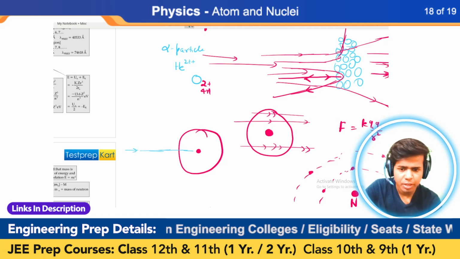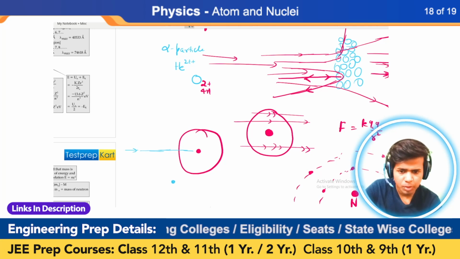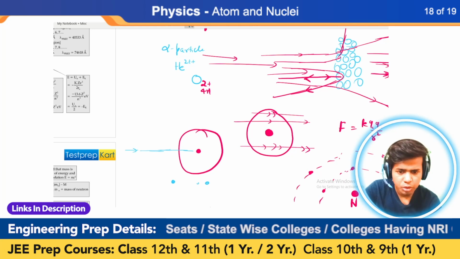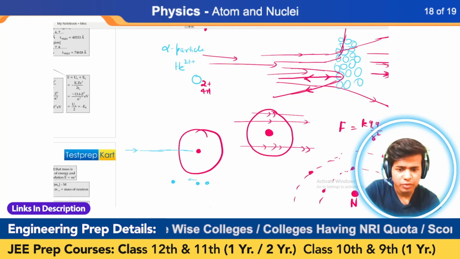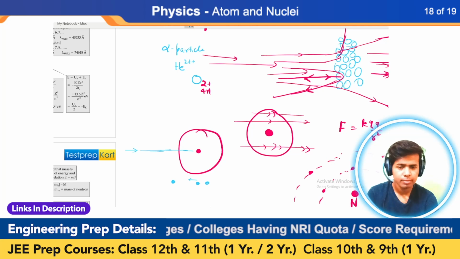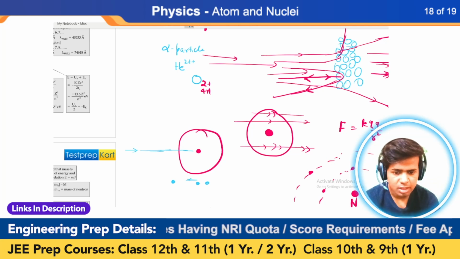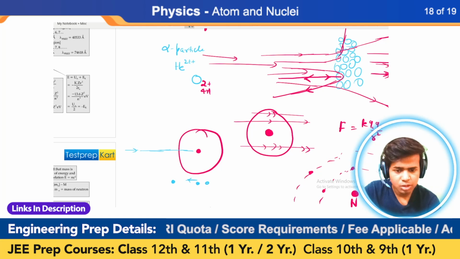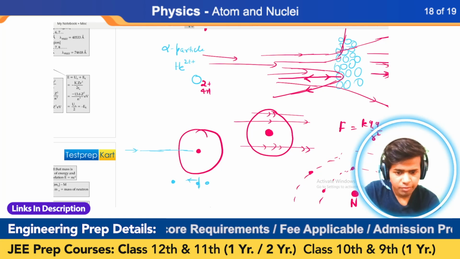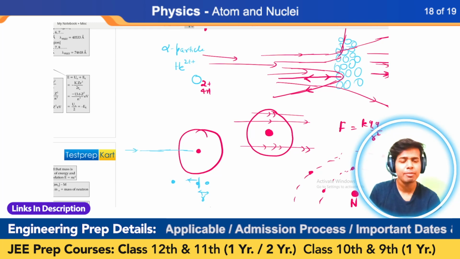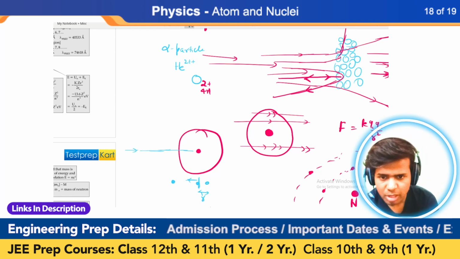But that would not happen, right? Because alpha particle is a positive charge, nucleus is a positive charge. As the two come together, the force of repulsion between them will grow even stronger. That is why the alpha particle after certain point will get repelled. So the closest distance r from the nucleus that can be achieved by the alpha particle can be given by this particular formula.